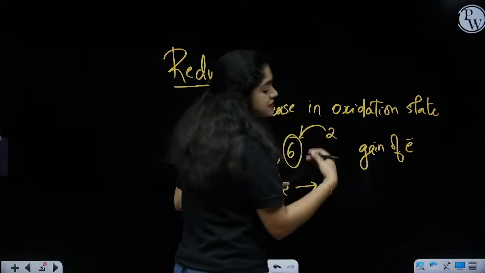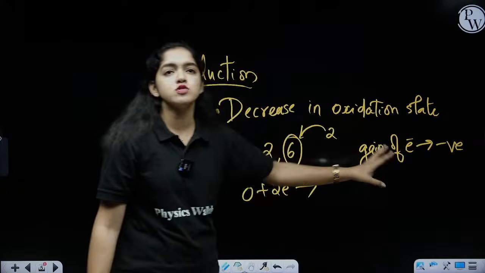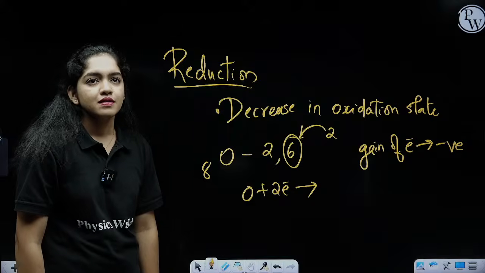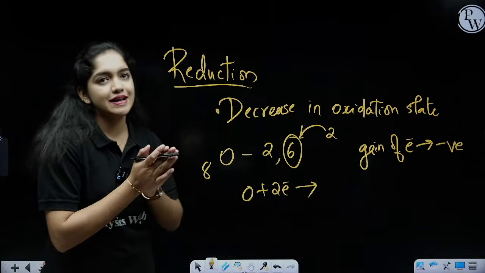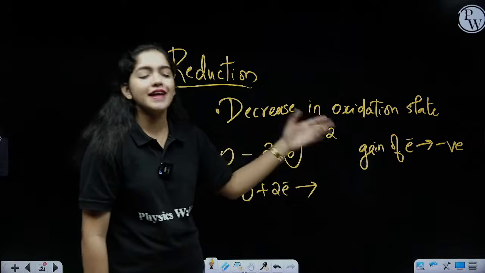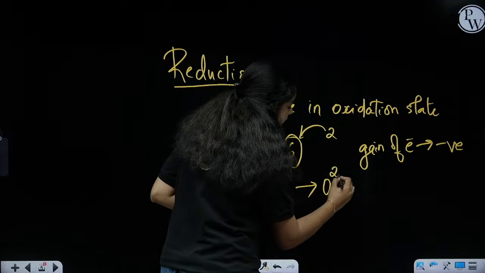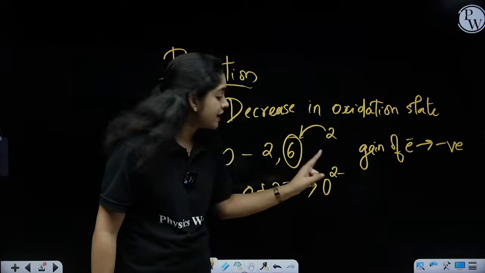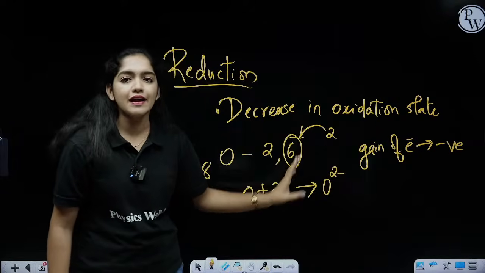When the electrons are gained, the charge will become negative. Gaining of electron, the charge will become what? Negative. This is for our NCERT CBSE class 12 board exam. So, gaining of electron, the charge becomes negative. Oxygen adds 2 electrons, so oxygen becomes O2 minus. When electrons are added, the charge is negative. Learn that, it is very, very important.